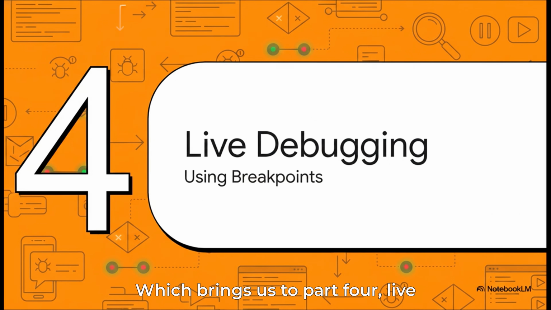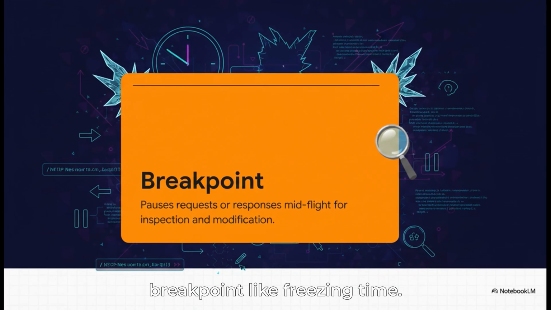Which brings us to part four, live debugging with breakpoints. Think of a breakpoint like freezing time. It's an incredibly cool feature that pauses a specific network request mid-flight before it ever hits the server, or it pauses the server's response before it gets back to your mobile app. While time is frozen, you can poke around the headers, read the JSON body, actually edit them to say whatever you want, and then allow that modified data to proceed on its way.